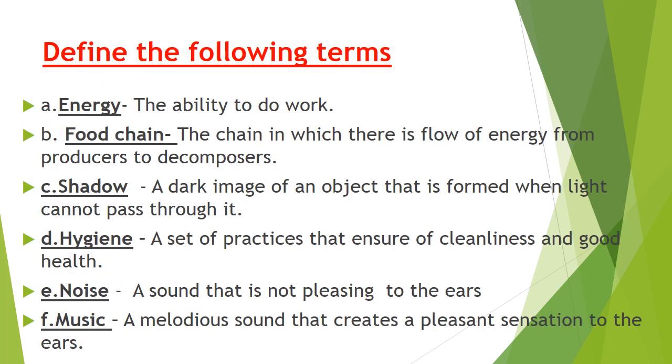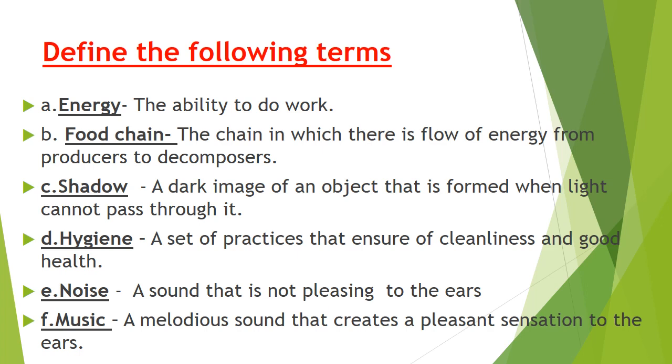So question number 4, define the following terms. Part A is energy. Energy is the ability to do work. Part B, food chain, the chain in which there is a flow of energy from producer to decomposers. So that chain will be called as food chain. Part C, shadow. A shadow is a dark image of an object that is formed when light cannot pass through it. So that will be called shadow.